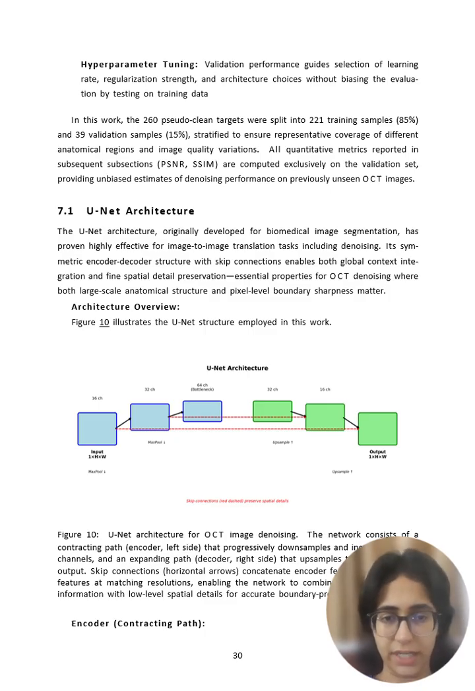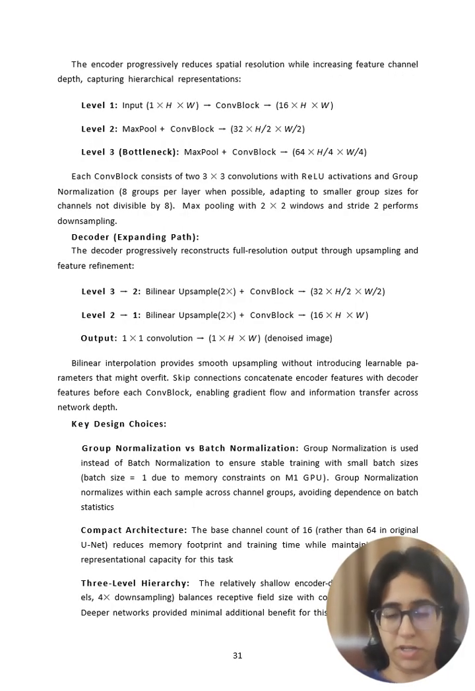So the architecture that we have used is the U-Net architecture, which was originally developed for biomedical image segmentation. It is highly effective for image to image translation and tasks like denoising. It has a symmetric encoder and decoder structure with skip connections that enables global context generation and fine spatial detail preservation. The left part, the blue part, is the encoder part, and the green part is the decoder part. The encoder progressively reduces spatial resolution to capture hierarchical representations.